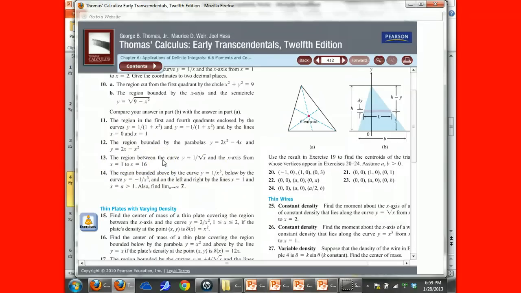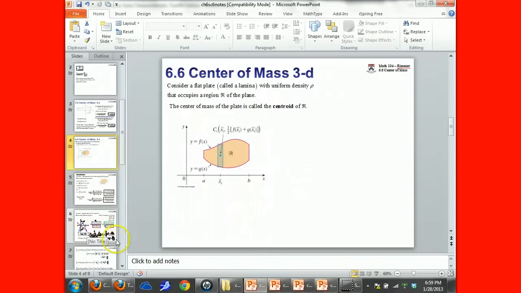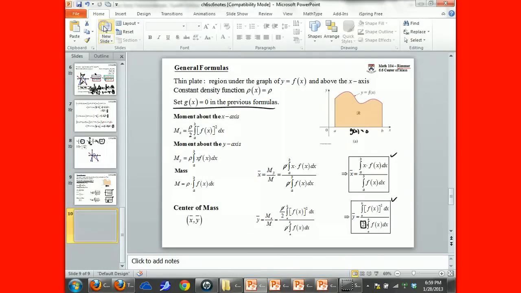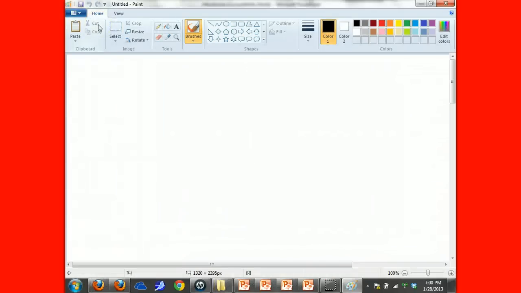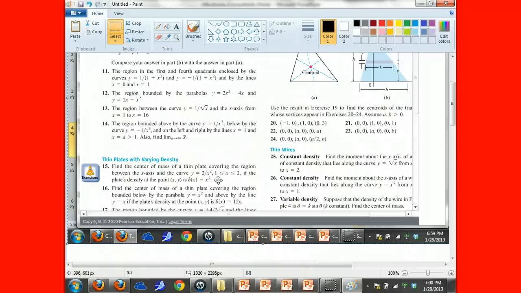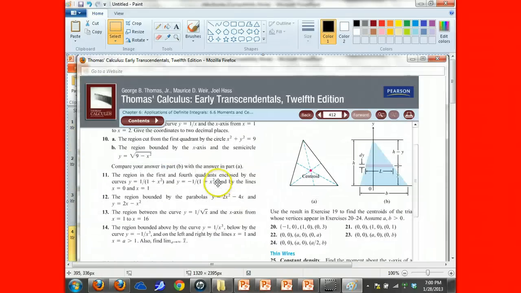Let's go with question 13 for an example of the second type, where it's just between the function and the x-axis. So just real quick here, and we'll take a. That's what we have before with the g of x. That was under. What if it's under the x-axis? What if the f of x is 0? Just do the same thing. Just flip them. Just take all the formulas and set all the f's equal to 0 in that case, I guess.